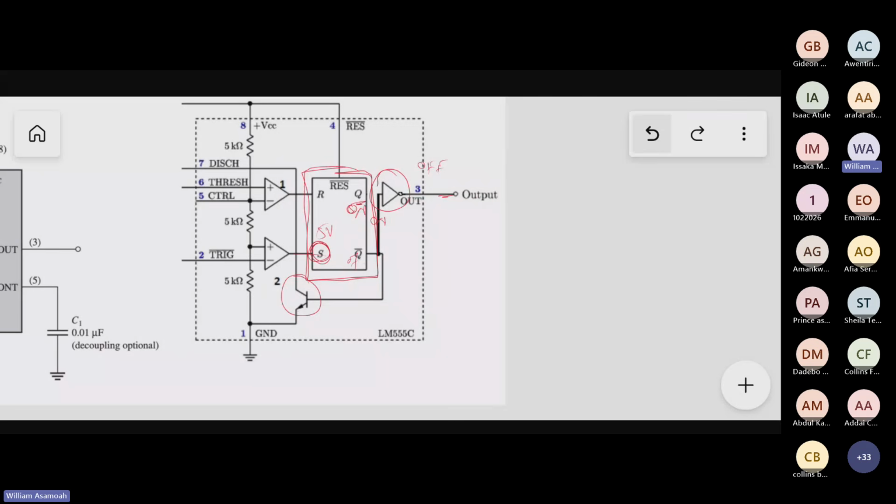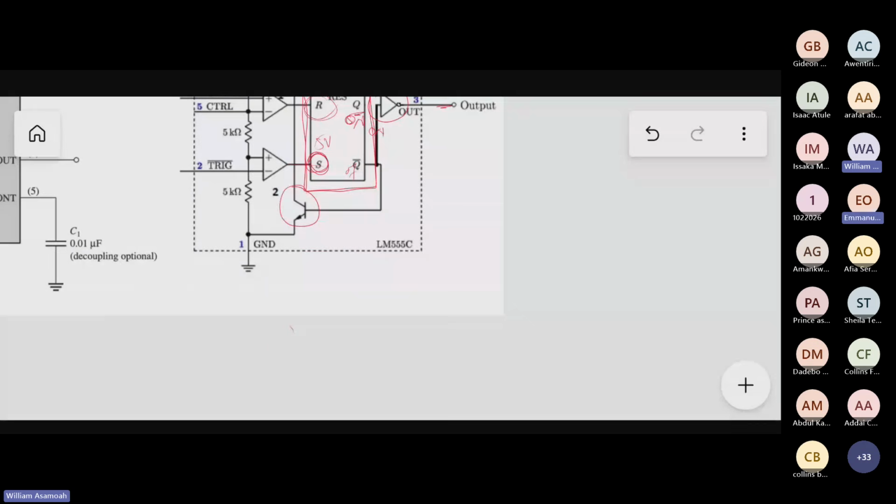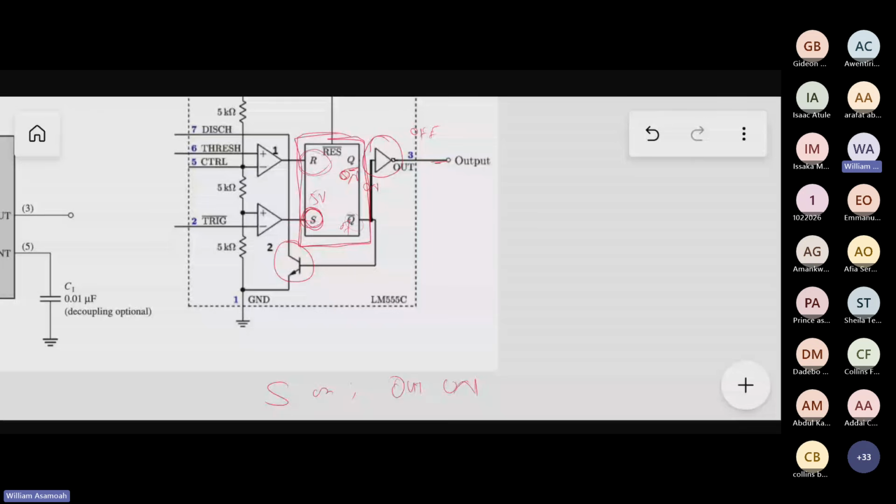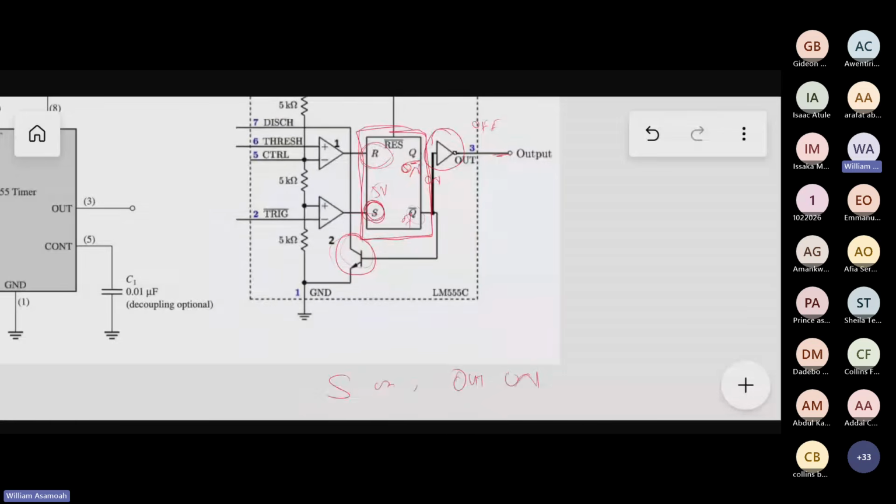So you just follow me carefully, you will understand everything. Now, when R is on, this one is on. The output is on. Is that right? So when set is on, the output is on, right? Because when set is on, this one is off, and when this one is off, the output is on. But then when set is on, this transistor is off, so current can't flow here. Now look at what we do.